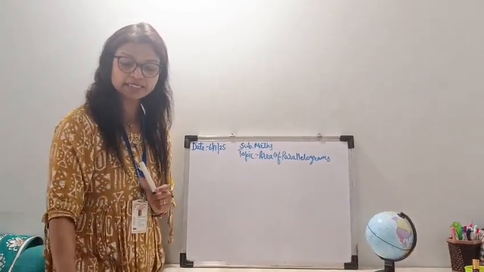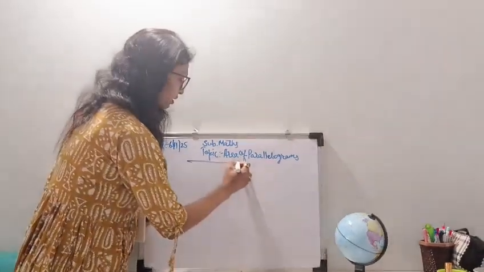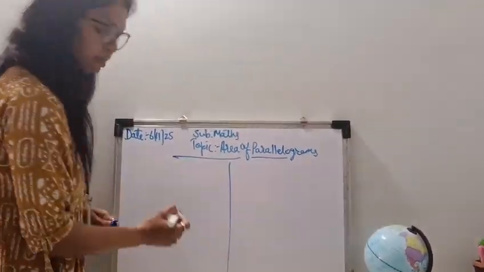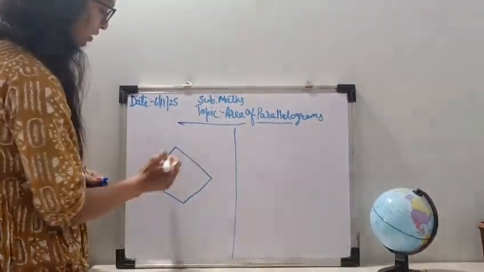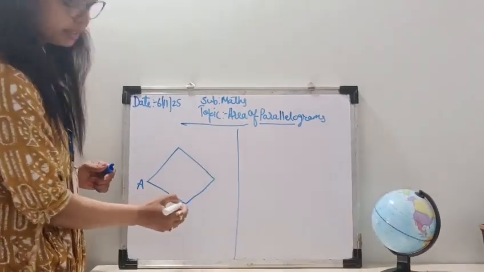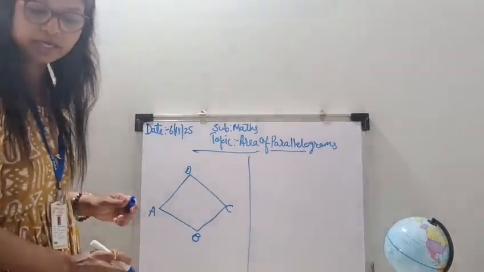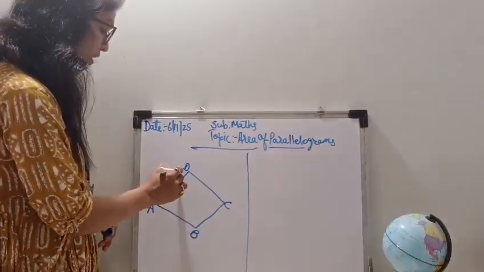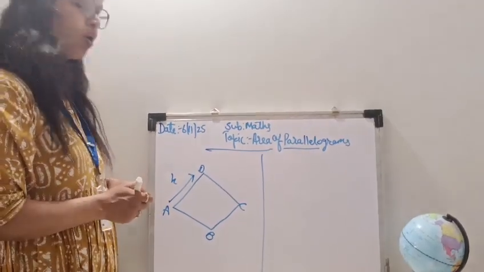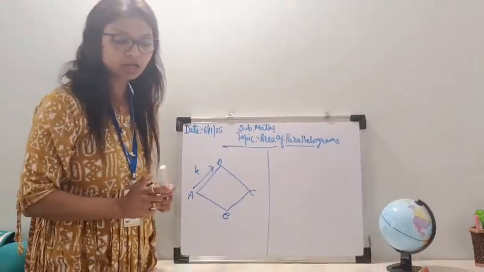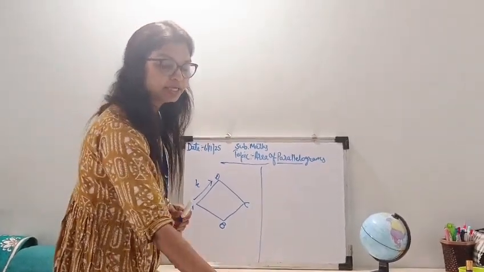So I will show you one example for this. So this is A, this is B, this is D, and this is C. Okay. So the height will be same in parallelogram. Hope we all are clear, right? So now we'll start learning about what exactly parallelogram is.